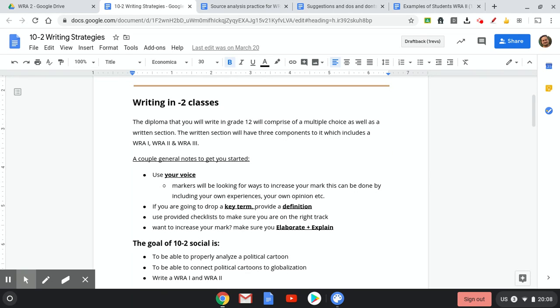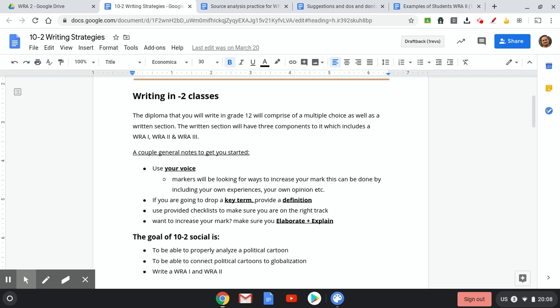The diploma that you'll write in grade 12 will comprise a multiple choice as well as a written section. The written section will have three components to it, which includes a WRA 1, 2, and 3. That might seem a little intimidating that in grade 12 you have to do all three, but you'll be fine.